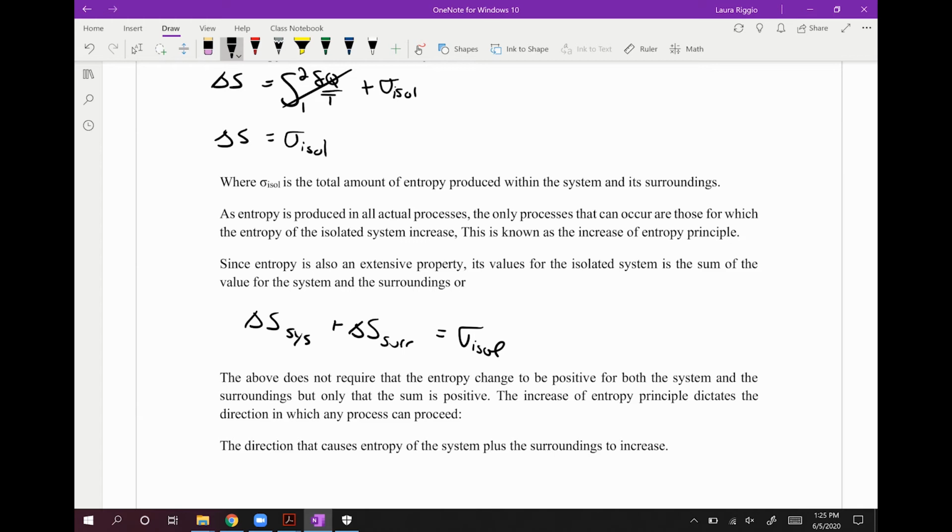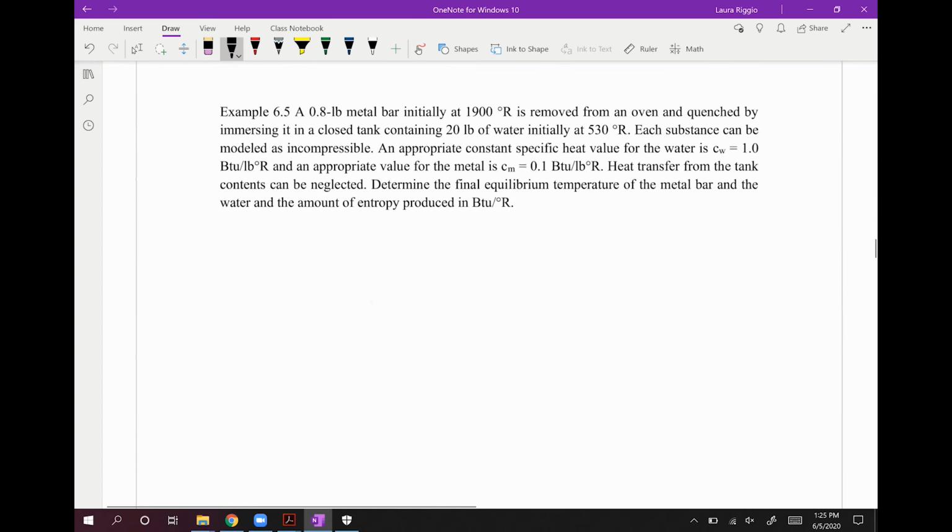This statement doesn't require that the entropy change be positive for both the system and the surroundings, but only that the sum is positive. The increase in entropy principle dictates the direction in which any process can proceed. And that direction is the direction that causes entropy of the system plus the surroundings to increase. So we look at an example.